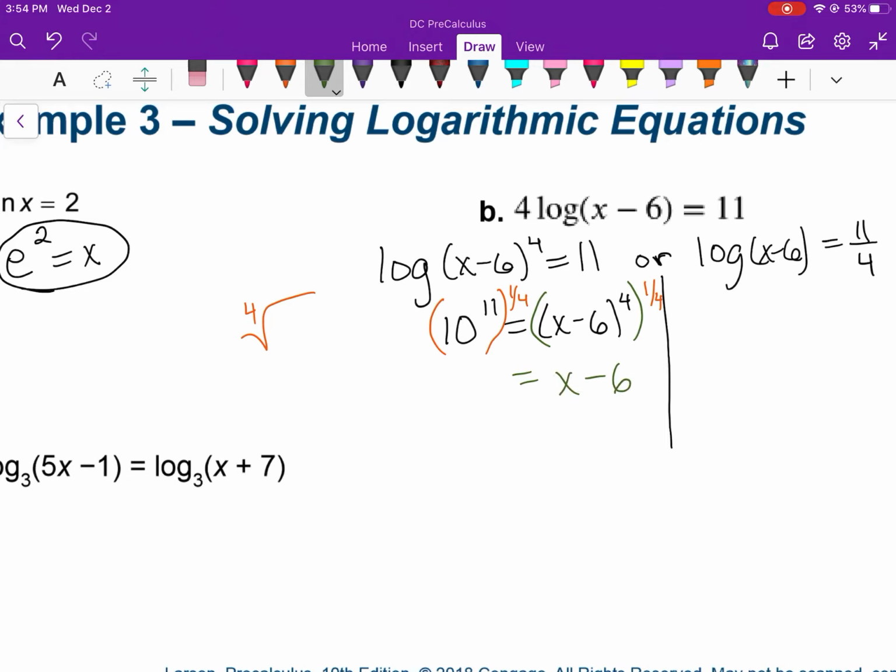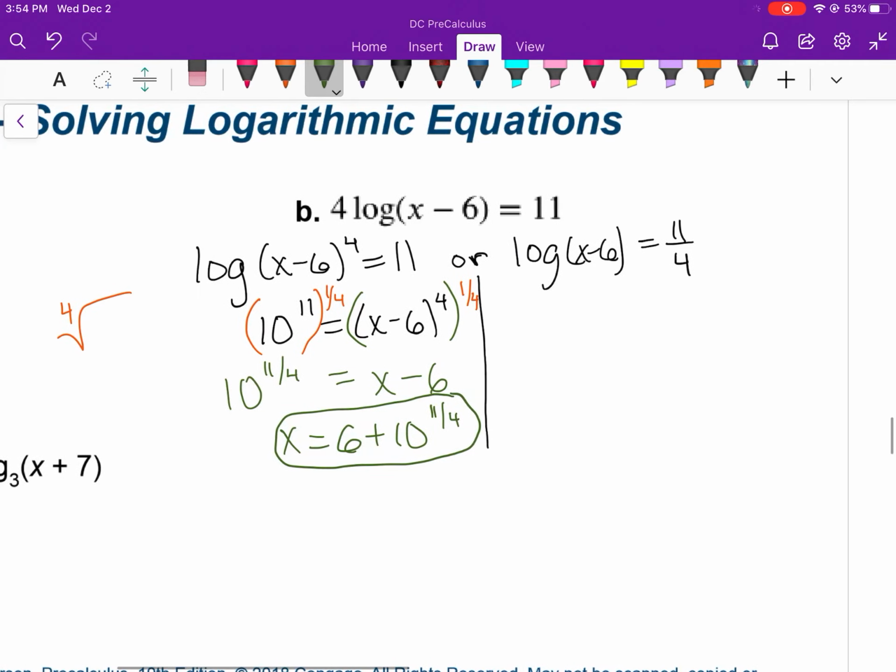So I have x minus 6 equals 10 to the 11 over 4. We're multiplying the 11 and the 1/4 together. Then I add 6 over. And there's my answer. I would get the same thing on the other side if I just start with my base of 10, my exponent of 11 over 4 equals x minus 6, add the 6 over, and I'll have that answer back.